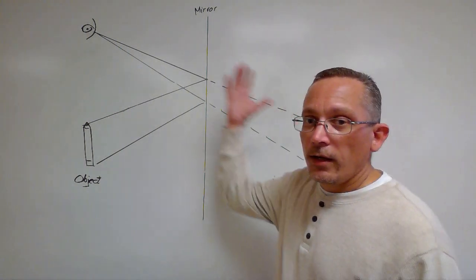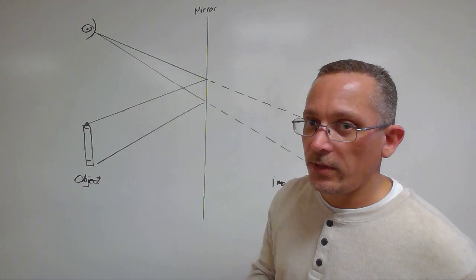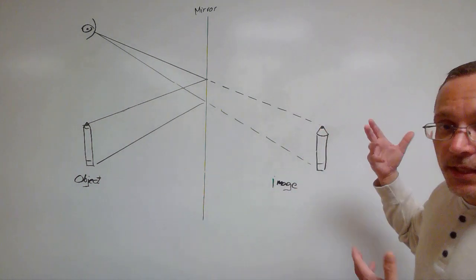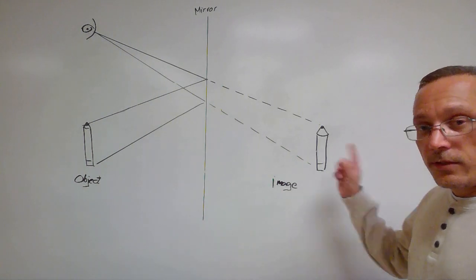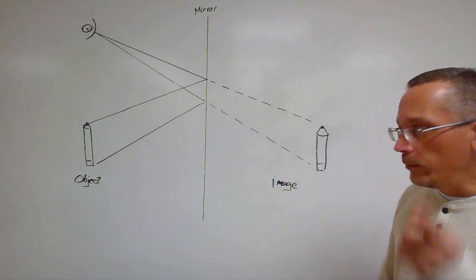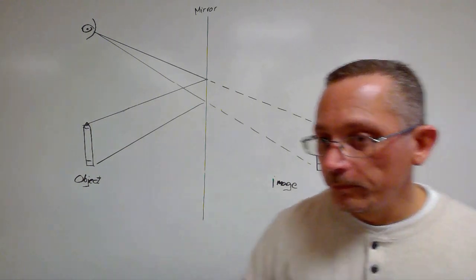Images that appear on this side of the mirror are called real images, and we'll see some of those when we talk about curved mirrors. Images that appear behind the mirror are called virtual images. So this is what's called a virtual image. And that is our ray diagram.